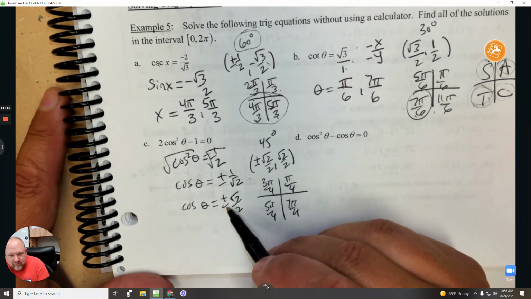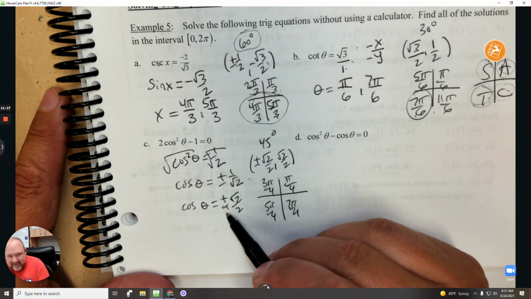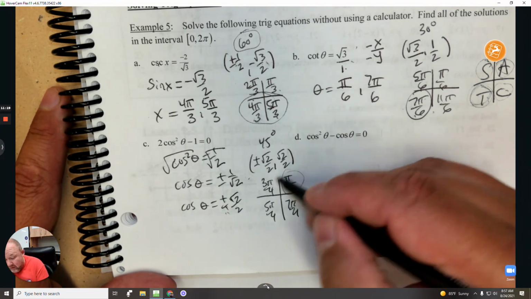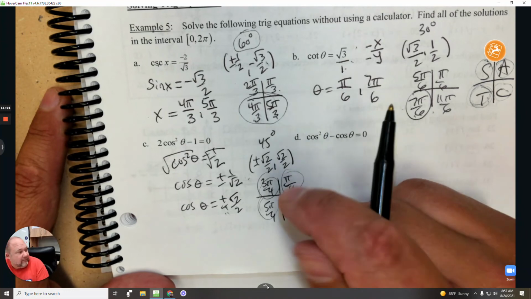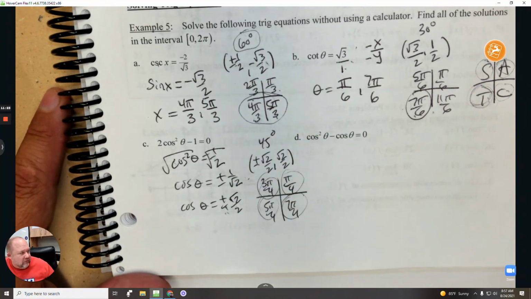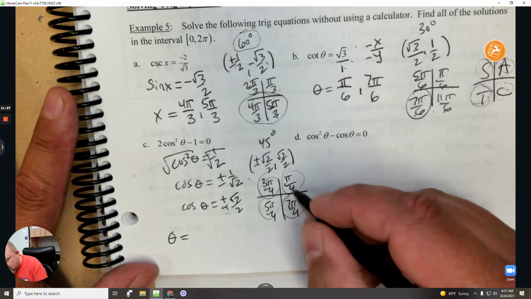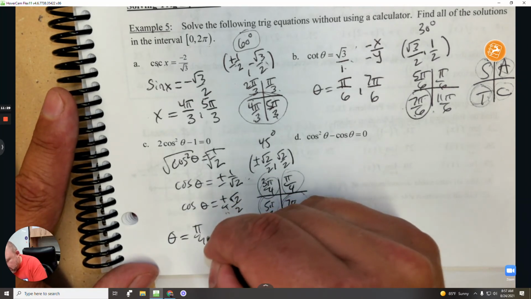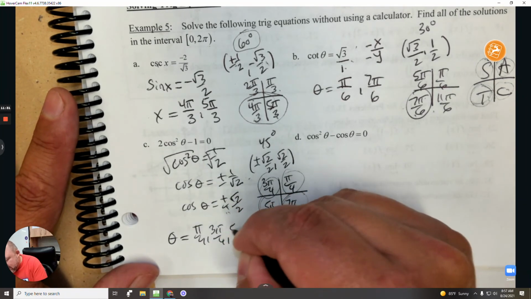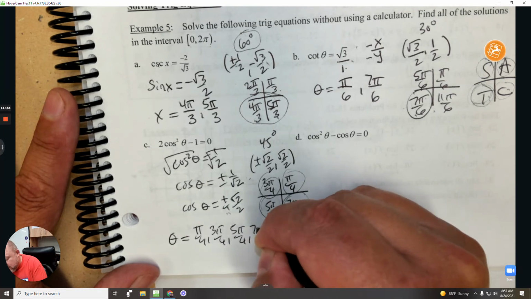What quadrants is cosine both positive and negative in? And the answer is all of them. So we're going to pick every single quadrant, because 2 quadrants it's positive, 2 quadrants it's negative. So all of these angles work. So pi over 4, 3 pi over 4, 5 pi over 4, and 7 pi over 4.